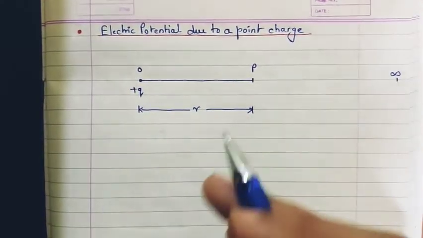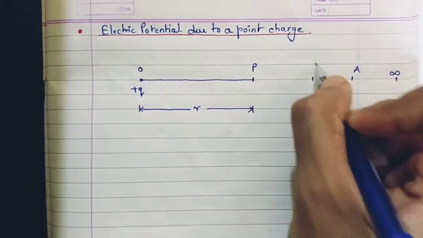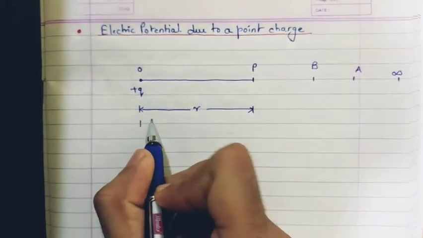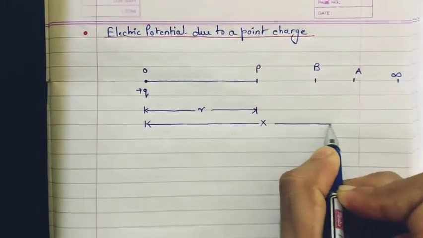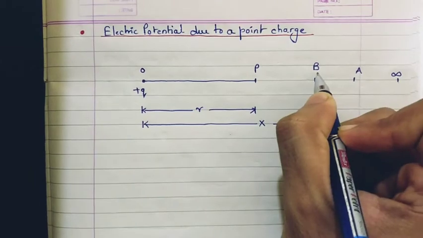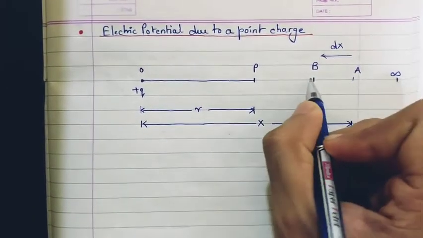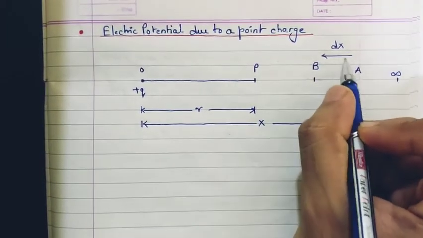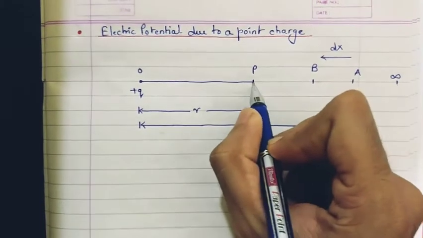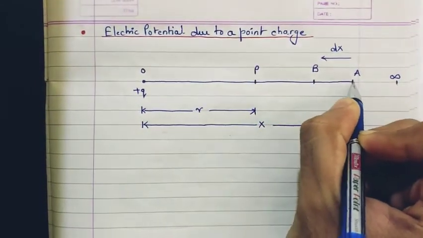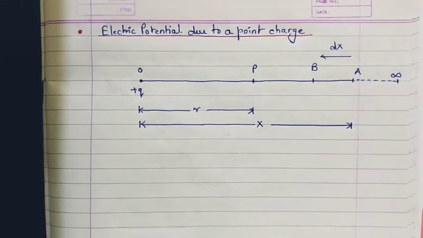Let's consider an arbitrary point A over here, and one more arbitrary point B. Let's say this point A is at a distance of x from the origin, and point B is at a distance of dx from A. So the distance between A and B is dx, and the distance from the charge plus Q to A is x. So let's complete this line over here. Okay, so this completes your figure.